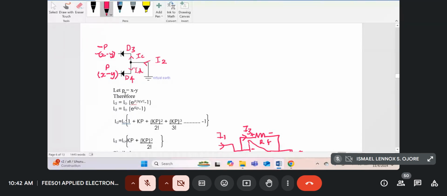So let's go through using the notes. I've said let P be x minus y. Therefore, ID is the current through the bottom diode here. So ID will be equal to I naught e to the V forward divided by eta Vt minus 1, but the forward voltage now is P. So we can say that ID is I naught e to the P divided by eta Vt minus 1. And then I'll simplify it by using a variable K, where K is 1 over eta Vt again. We had used it earlier.